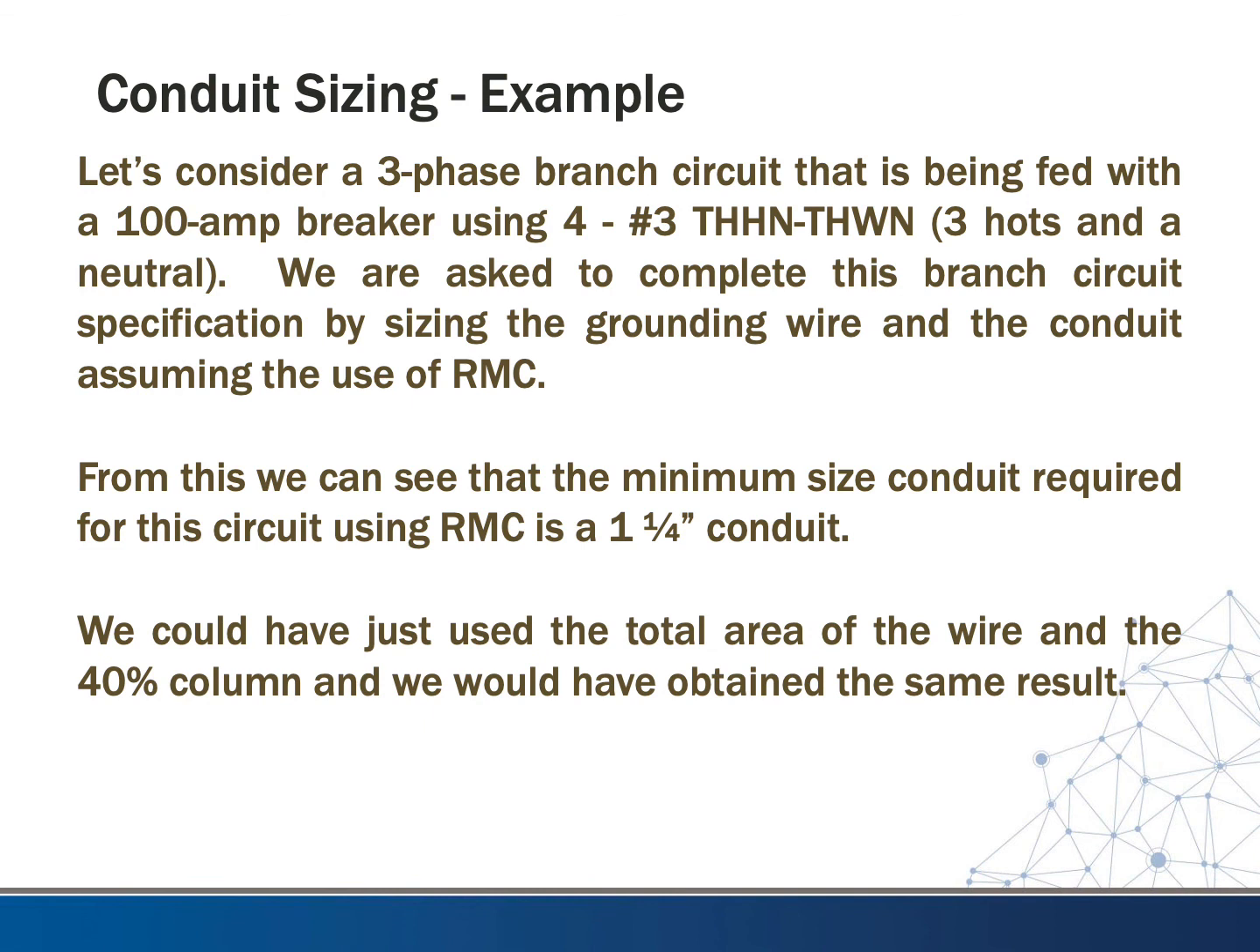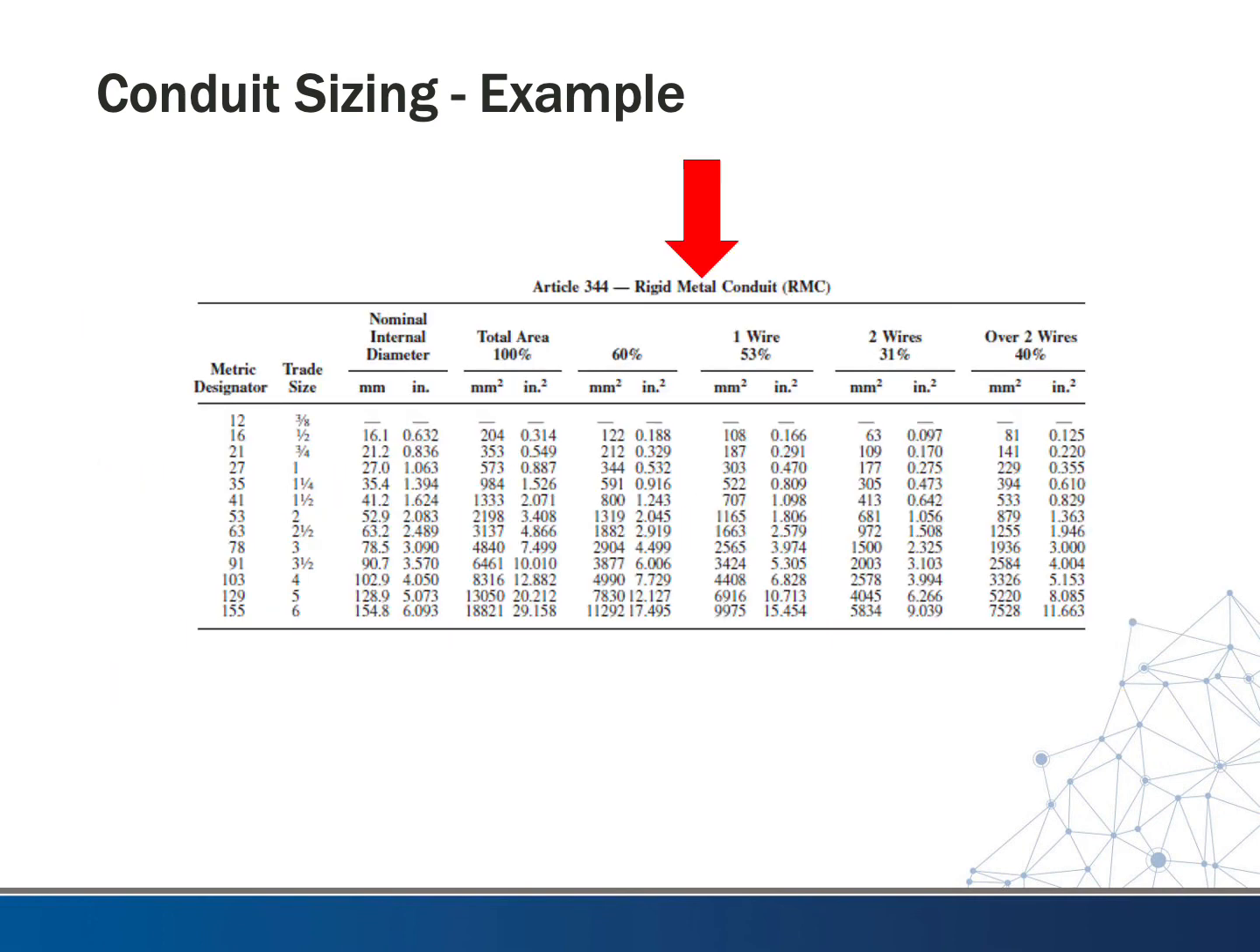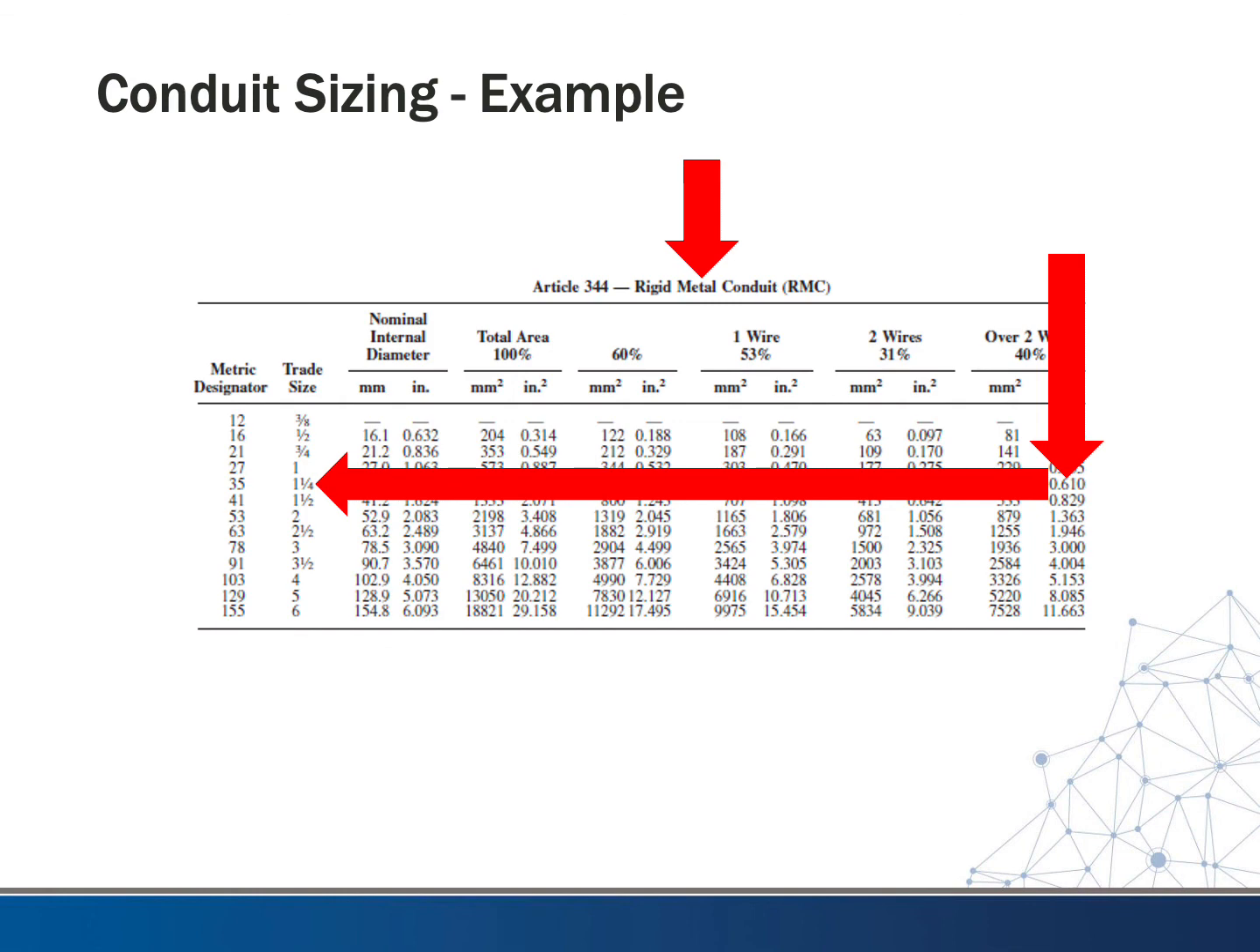So we could have just used the total area of the wire and the 40% column, and we would have obtained the same results. So again, here, rigid metallic conduit, instead of using this column for the total area, we could have gone to this column and gone down and found the 0.610. And of course, this is before we divide the total conductor area by 0.4. Again, here we just use the total conductor area. And here we see that the first time we get above that minimum is here. Again, read it back across, and it gives us the same result, 1.25 inches.